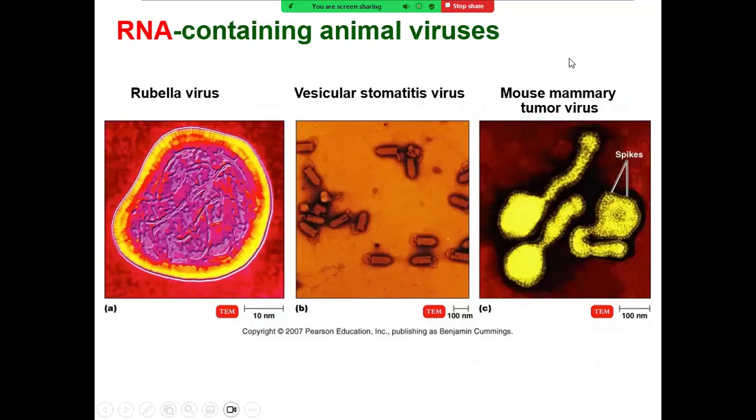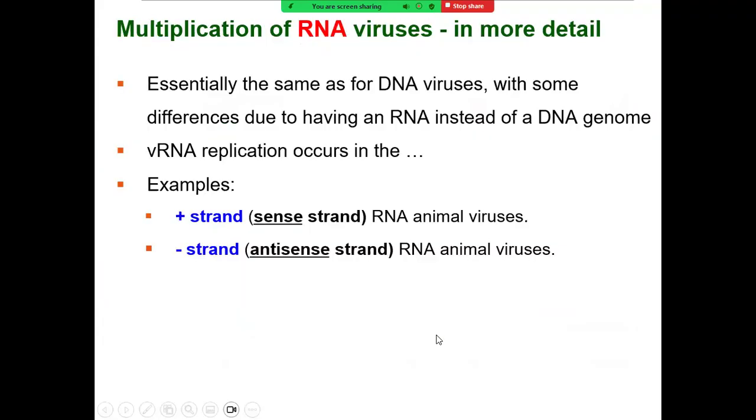All right, here we're looking at some RNA animal viruses, and you can notice they have different shapes, different sizes. The multiplication of RNA viruses is essentially the same as DNA, with some differences because obviously it is an RNA molecule, not a DNA molecule. And I haven't talked about how DNA replicates, but you know how double-strand DNA replicates. That's the way a double-strand virus DNA molecule replicates, the same way a cell does.